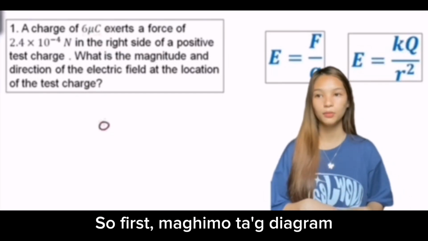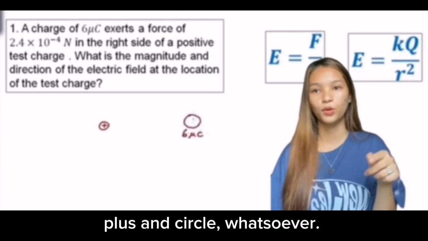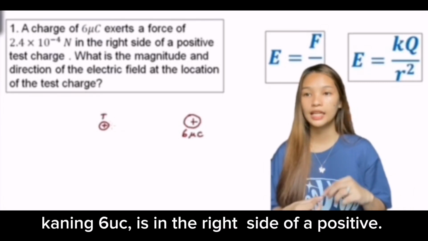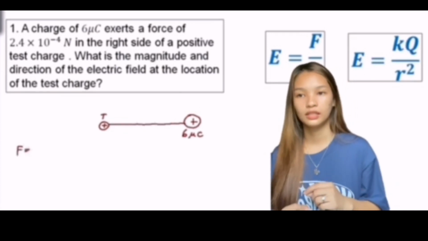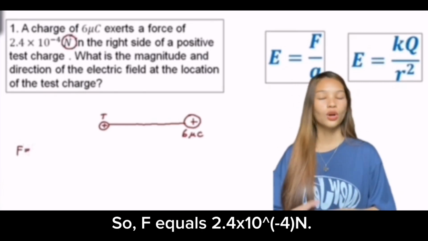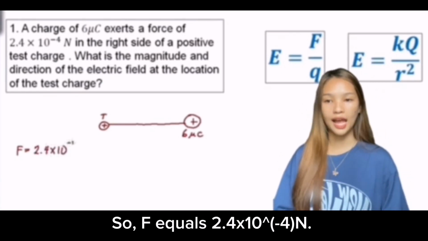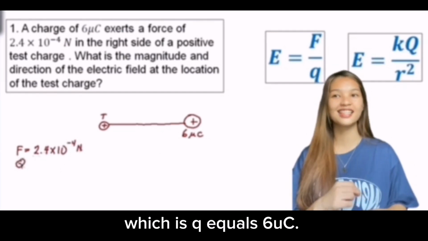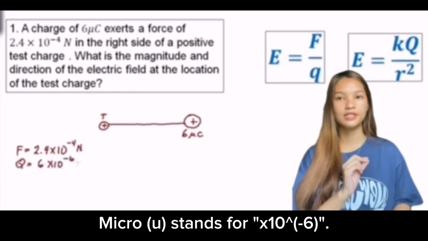So first, let's make a diagram with a plus and a circle so that we can better understand the problem. The 6 microcoulomb charge is on the right side of the positive charge. We are given N for newton, meaning it is a force. So F equals 2.4 times 10 raised to negative 4 N. Then we are given a charge of 6 microcoulomb, so q equals 6 microcoulomb. Micro stands for times 10 raised to negative 6 C.